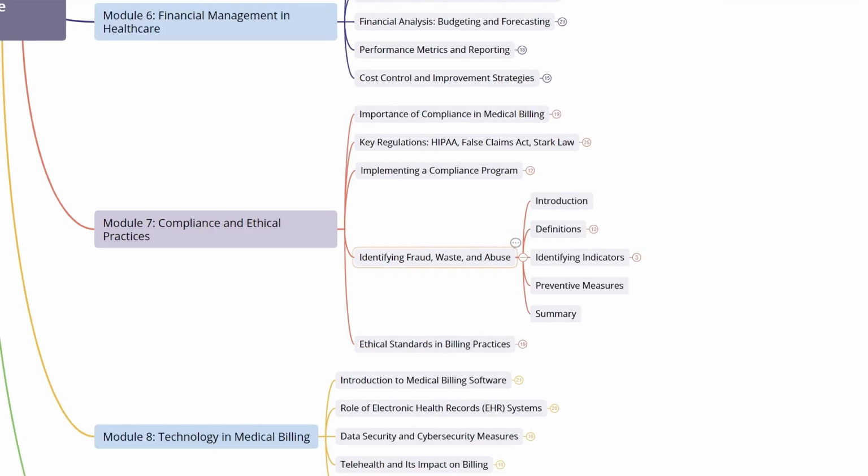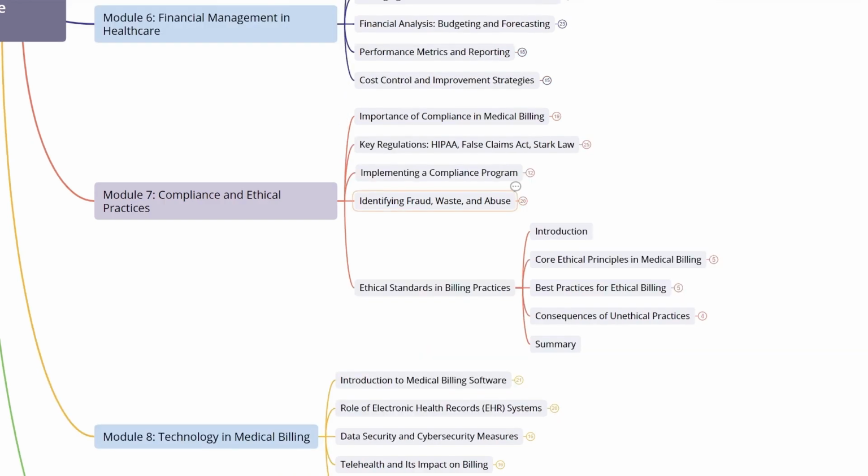Next, identifying fraud, waste, and abuse. Healthcare fraud involves intentional deception. Waste refers to overuse or mismanagement. Abuse includes billing practices that are inconsistent with accepted standards. Recognizing signs early helps prevent financial and legal repercussions.